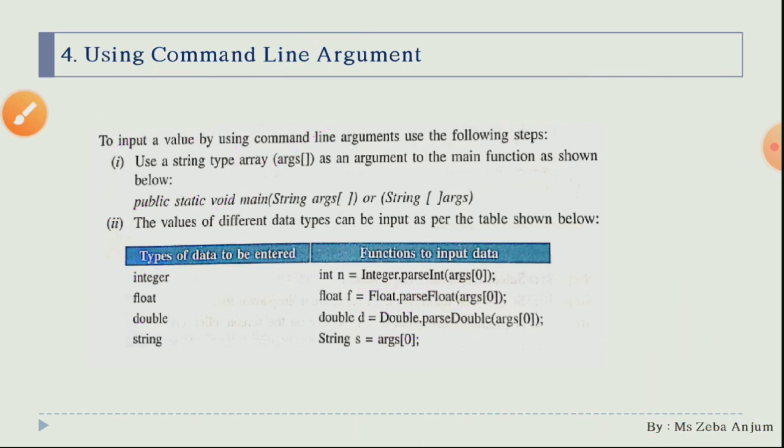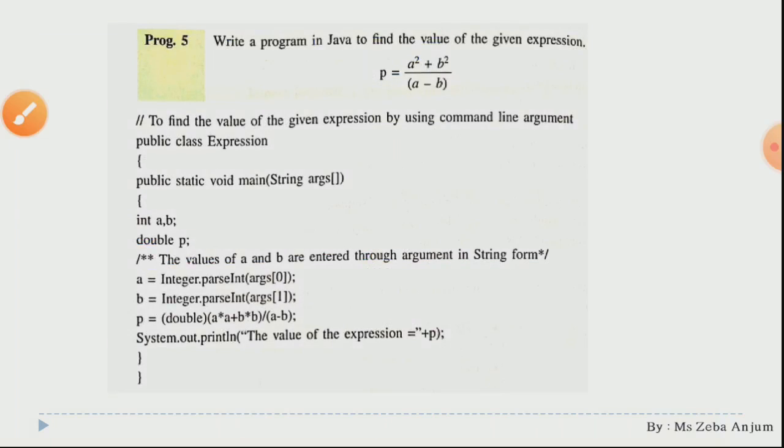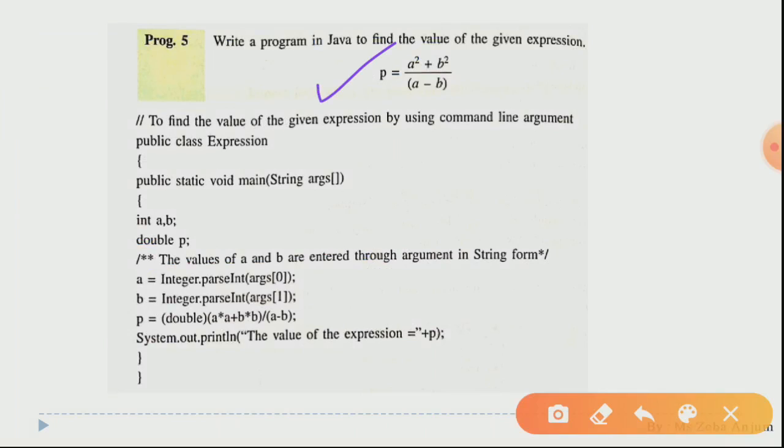Now let us see one example basically. Now see over here in program number 5 we are having this expression and you have to find out the value of b over here. Now see on the right hand side you are having a as well as b. Two numbers are there. आपको दो numbers की value सबसे पहले input करनी है and we are using command line argument over here also. Okay, till this line everything is same.